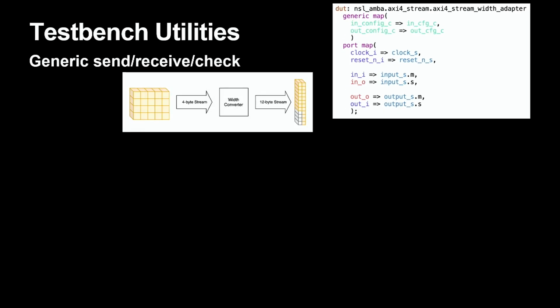Now, if we focus on the width adapter here, it's basically converting a stream from a given aspect ratio to another. So let's say the input is 4-byte wide, the output is 12-byte wide, and here in the drawing we have 20 bytes of data that comes in 5 cycles, and it gets output in 2 cycles, one of 12, one of 8, and 4 extra empty bytes with keep false.